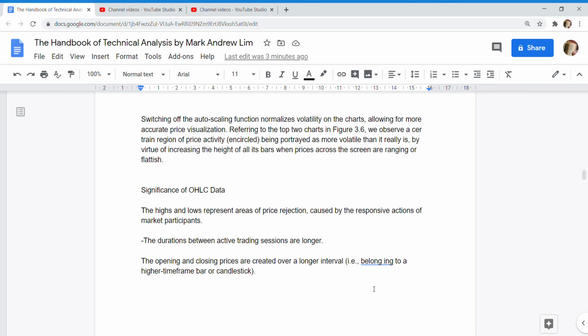Referring to the top two charts in figure 3.6, we observe a certain region of price activity encircled, being portrayed as more volatile than it really is by virtue of increasing the height of all its bars when prices across the screen are ranging or flattish.